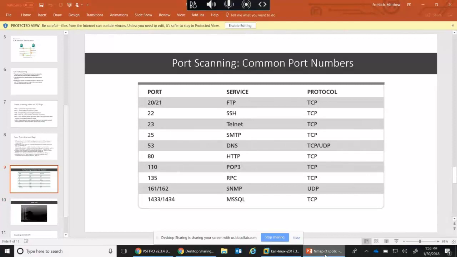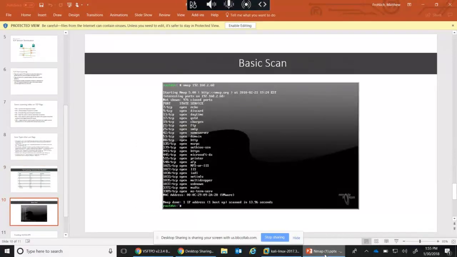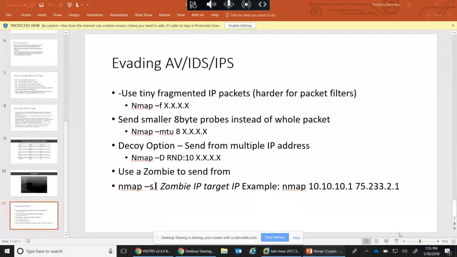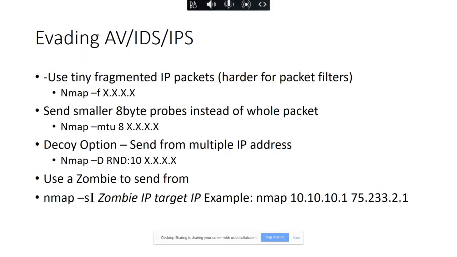In the slides I have a list of some common port numbers and a picture of a basic scan. But the last slide is evading antivirus. Intrusion detection and intrusion prevention are essentially the same thing. One thing you could do is fragment all of the packets that get sent from the scanner, from Nmap. You could do Nmap dash lowercase f, remember the uppercase F was fast scan, and then the IP address or the network you're trying to scan. This is going to fragment all of the packets that get sent, so it's harder for packet filters and firewalls to pick that up.